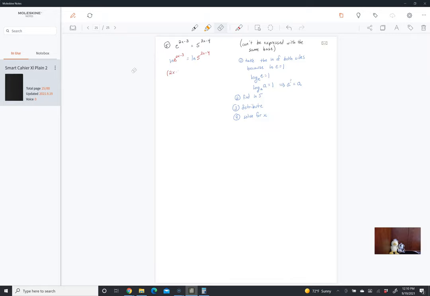2x minus 3 comes out to the front in parentheses times the ln of e is equal to 3x minus 4 comes out to the front times the ln of 5. And the ln of e is just 1. So we can just ignore that. Anything times 1 is itself. The ln of 5 is 1.61. So we could just say 2x minus 3 is equal to 1.61 times 3x minus 4. That's a parenthesis. And then we distribute this 1.61. So when we distribute the 1.61, we get 2x minus 3 is equal to 4.83x minus 6.44.